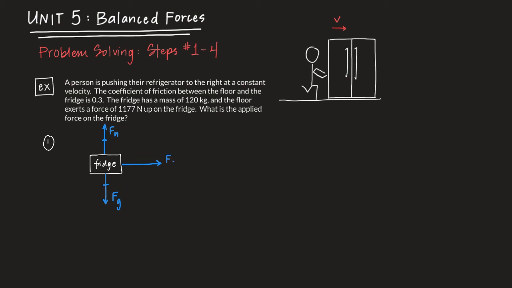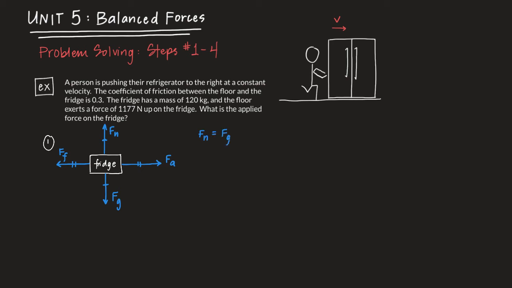A person is directly pushing on this fridge to the right, and we are told that there is friction between the floor and the fridge. Friction opposes motion. Our motion is to the right, so our friction points to the left. And we know our force of friction must be equal and opposite to that applied force.